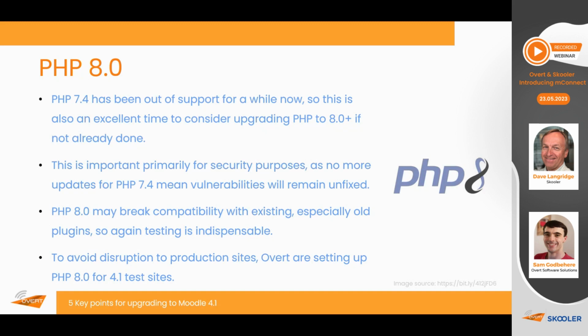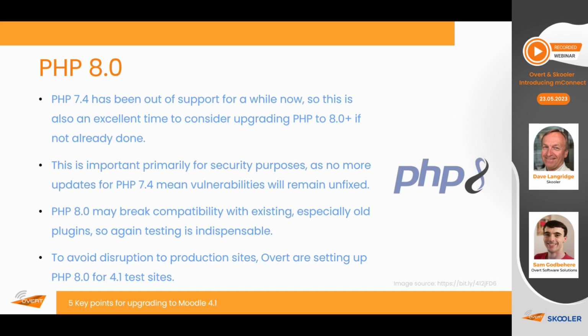Obviously that seems like quite a technical back-end issue, but it's relevant to you from an ILT or VLE perspective in the front end, because upgrading to PHP 8, just as can happen with upgrading Moodle 3.9 to 4.1, might break compatibility with existing and especially old plugins. So it's indispensable to do testing, and something to keep in mind is that just as upgrading to a later version of Moodle may result in a plugin no longer working, updating PHP can also result in the same thing occurring.